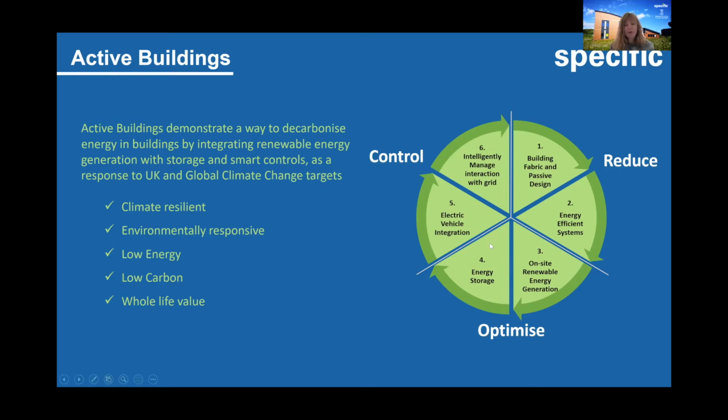There are 6 core principles for active buildings. The first 2 are concerned with reducing energy consumption in buildings. The second 2 focus on optimizing energy consumption by including energy generating technologies and energy storage. And the last 2 focus on the integration of buildings with the wider energy network, including use of electric vehicle charging to help balance supply and demand.